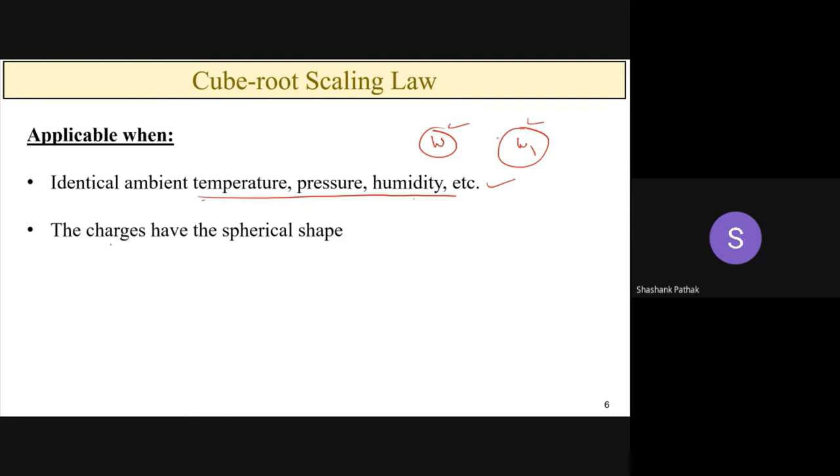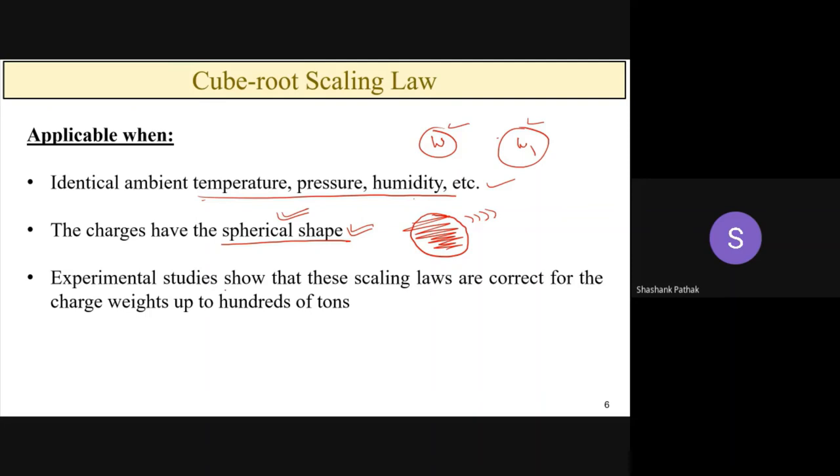And because that is a cube root scaling, it is assumed that charges are of spherical shape. But this is not necessary. For simplification, this is another assumption, that our explosive is confined in a circular system, which is producing circular or spherical waves. Experimental studies have shown that these scaling laws are correct for charge weights up to hundreds of tons. So if charge weight W is of hundreds of tons, 1 ton is 1000 kg.